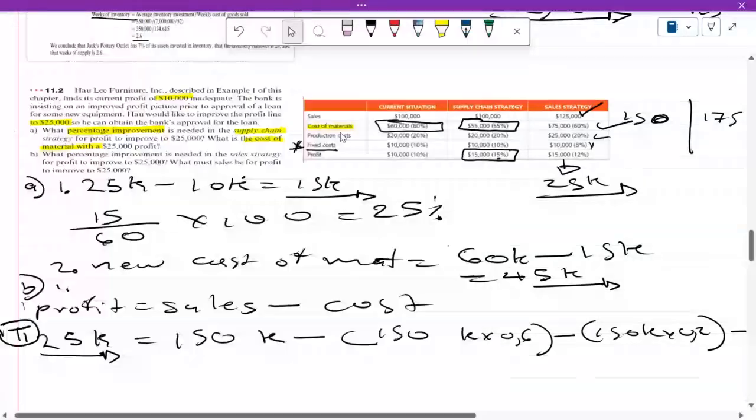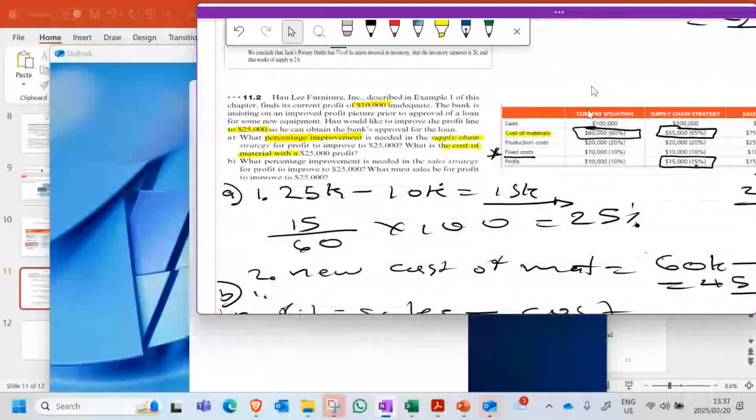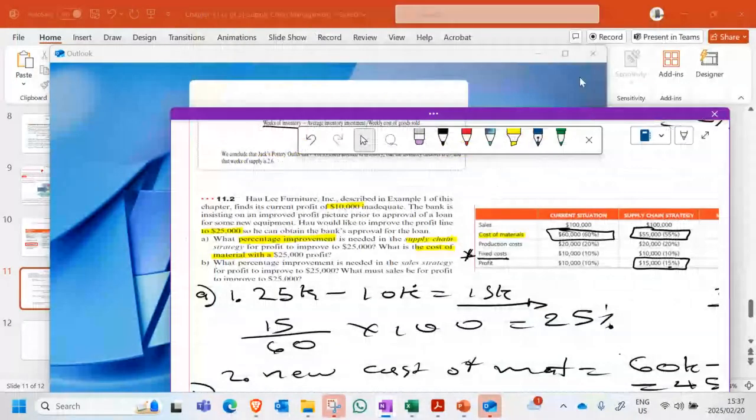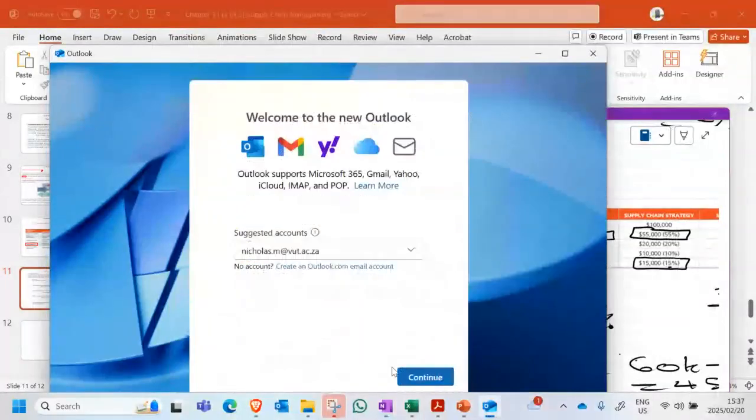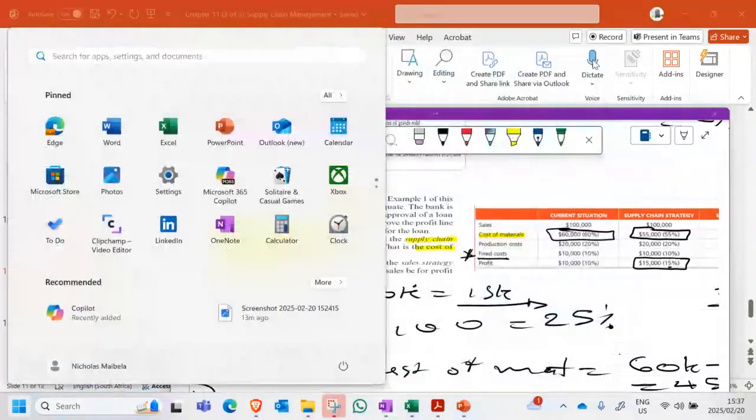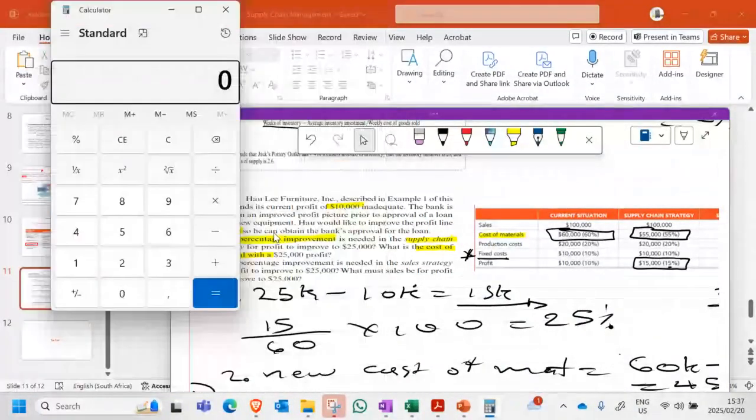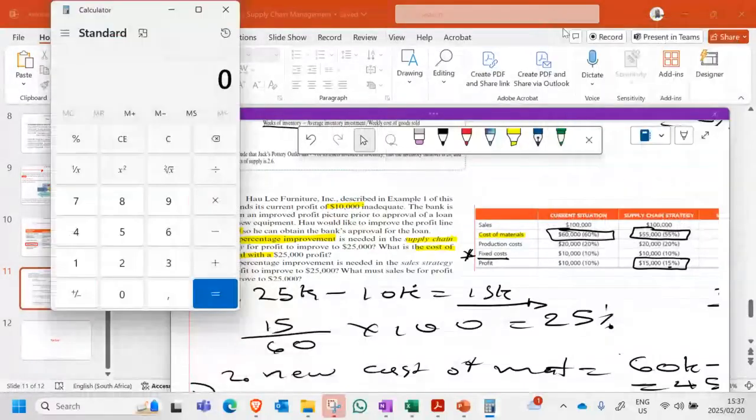Where's my calculator now, guys? Okay, so it means that... No, not calendar, not calendar. All right. So scientific standard, I don't know, what is this? How do I go to scientific? There, scientific.